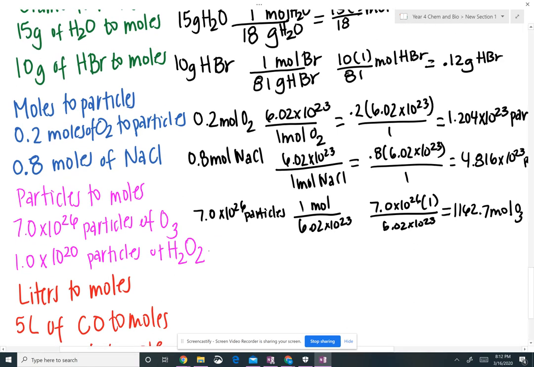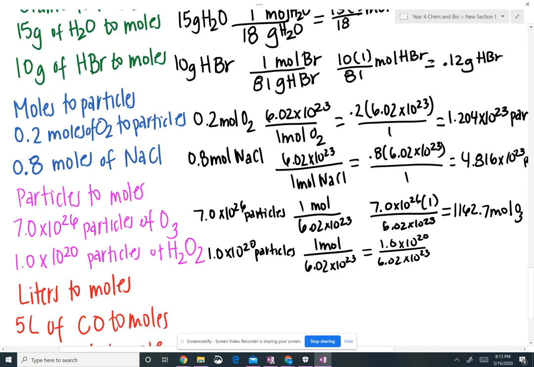And you guys are going to do the same thing on here. So you have 1.10 times 10 to the 20th particles. Then you're going to have your mole at the top, because that is what you're solving for, and then you have 6.02 times 10 to the 23rd at the bottom. Then you take those and divide them. So 1.0 times 10 to the 20th divided by 6.02 times 10 to the 23rd.